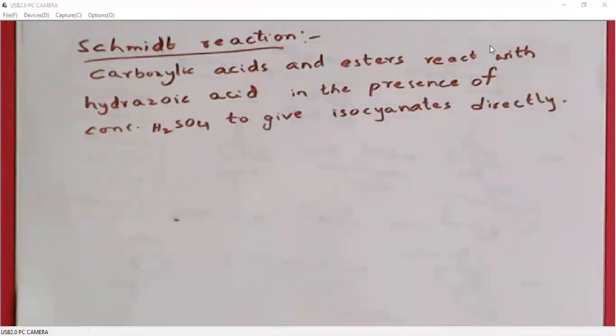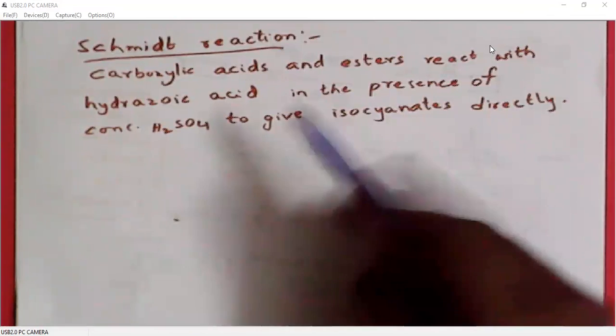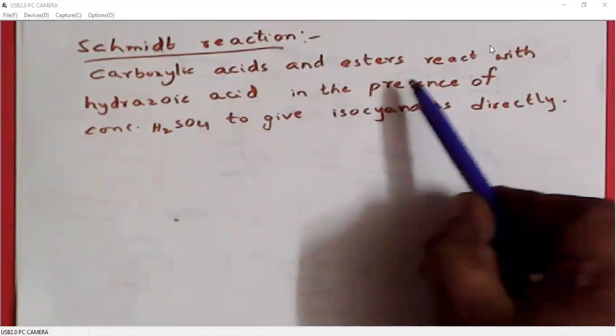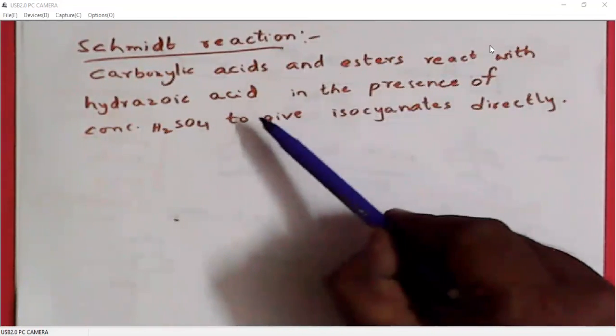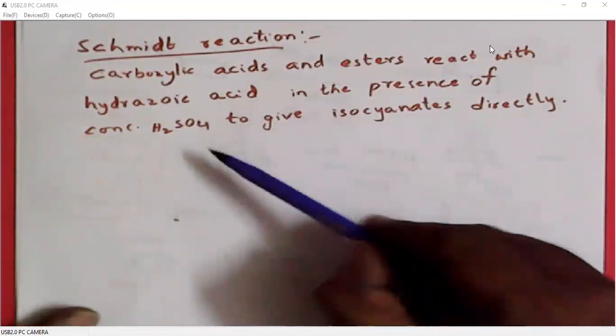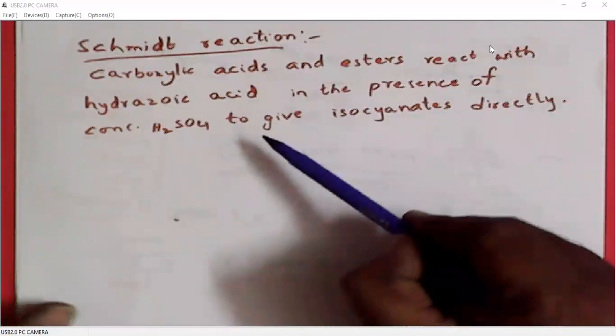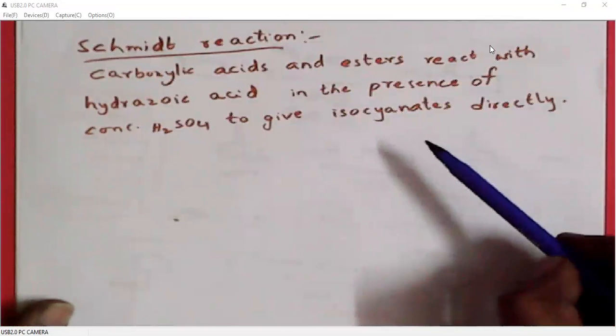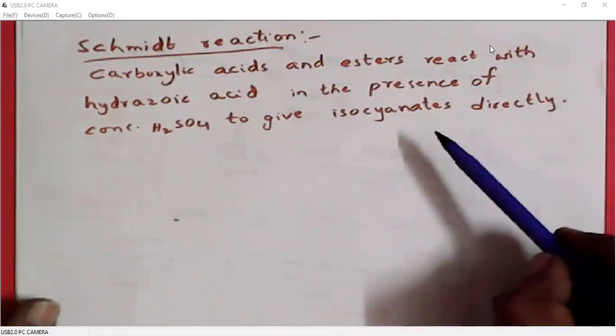Now we will discuss Schmidt rearrangement or Schmidt reaction. What is Schmidt reaction? Carboxylic acids and esters react with hydrazoic acid in the presence of concentrated H2SO4 to give isocyanates directly. So Schmidt reaction is again generation of isocyanates.